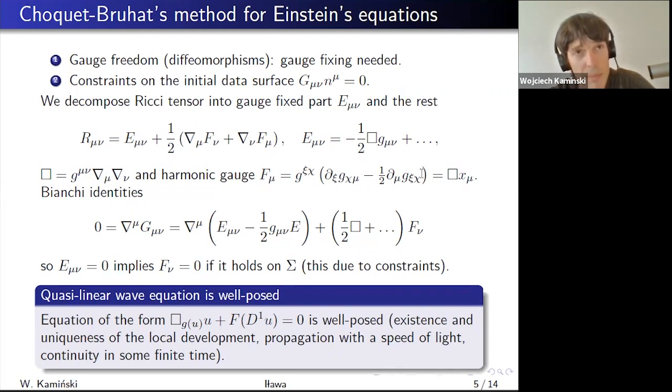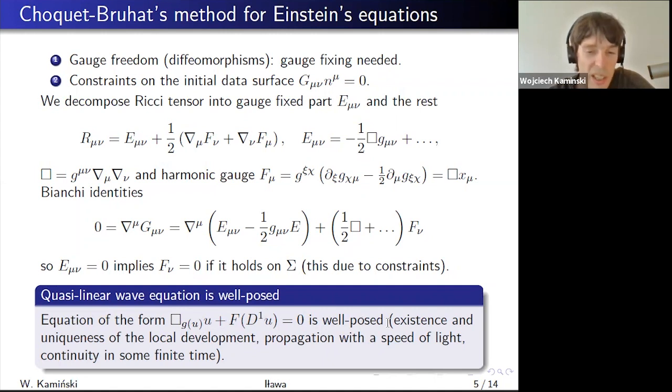Okay, so if this condition is satisfied, then this Ricci tensor is equal to this E mu nu, and it has a very specific form. It's basically the D'Alembert operator on the metric plus some function of the first derivatives of the metric. And this equation one can already solve, because this is a quasi-linear wave equation and it is well posed. So all equations of this form, that is box U plus some small remainder equal to zero, are well posed in the sense that there exists a local solution.